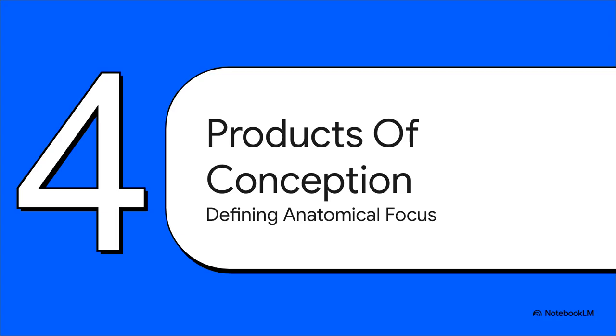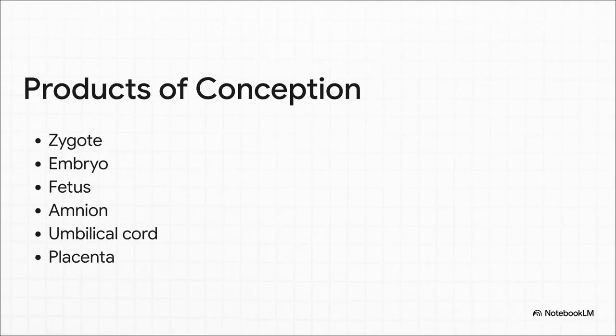Next up is Section 4, Coding Products of Conception, defining the anatomical focus. So now we need to understand the fourth character position, the specific anatomical site we are treating. In the medical and surgical section, this might be the stomach, the liver, or a specific artery. But in Section 1, the true patient of the procedure is often the products of conception, which comprehensively includes the zygote, embryo, fetus, placenta, amnion, and umbilical cord.